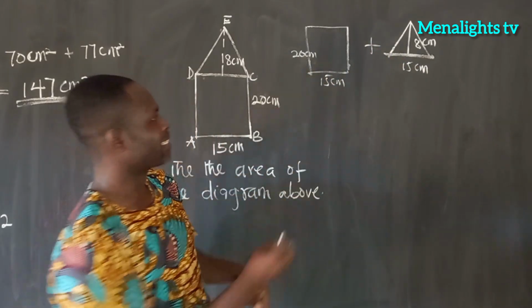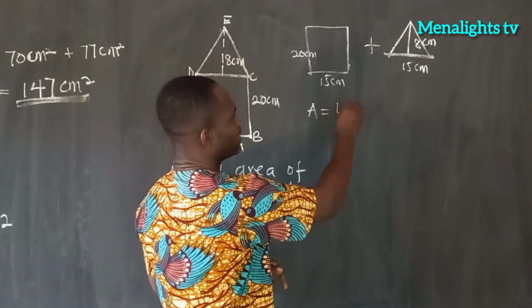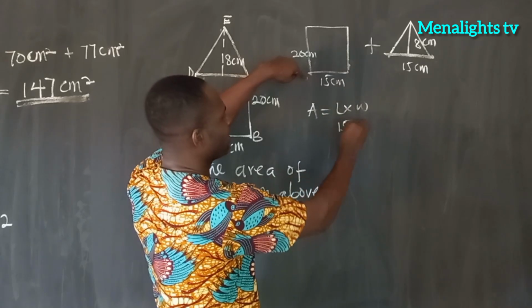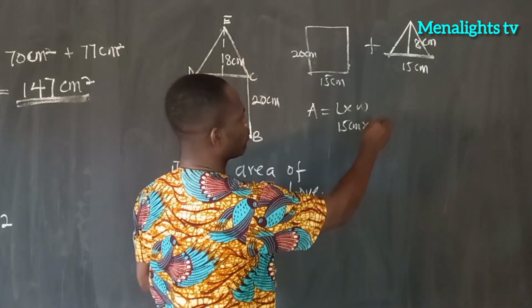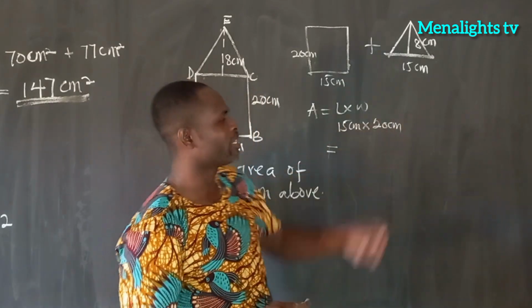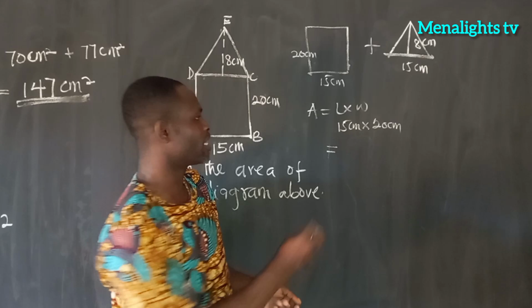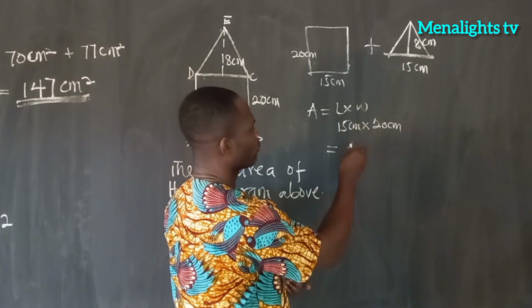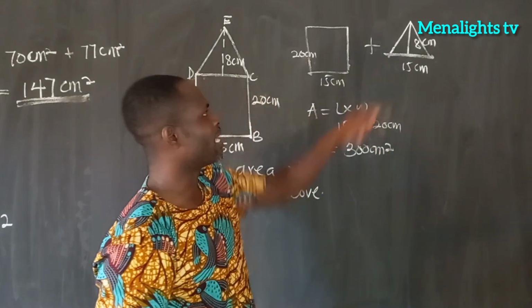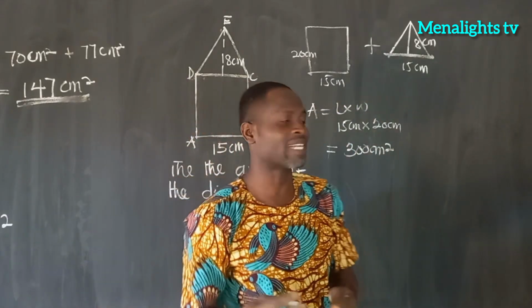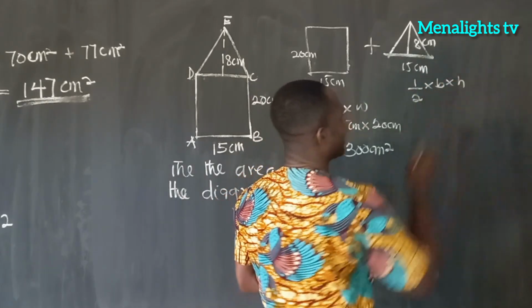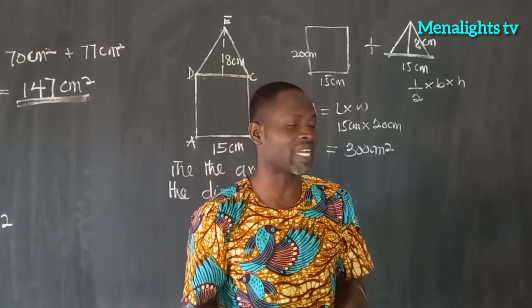So the area of the rectangle is length times width. Our length here is 15 centimeters times the width 20 centimeters. So 15 times 20 will give us 300 centimeters squared. So 15 times 2 is 30, so 300 centimeters squared here. Then we come to the triangle. We know that the area of a triangle is half times the base times the height.